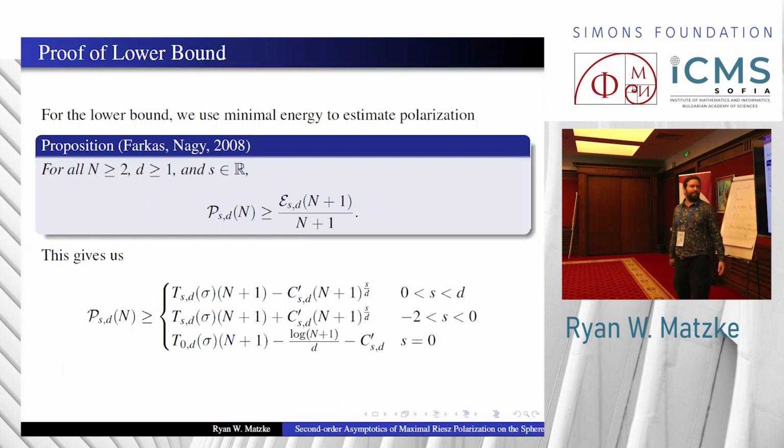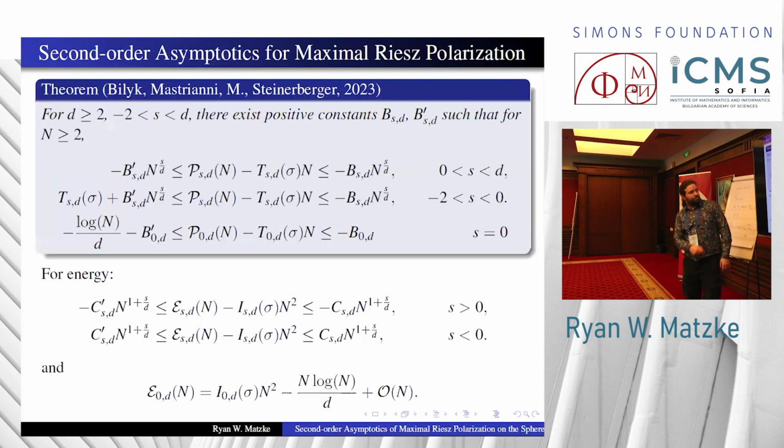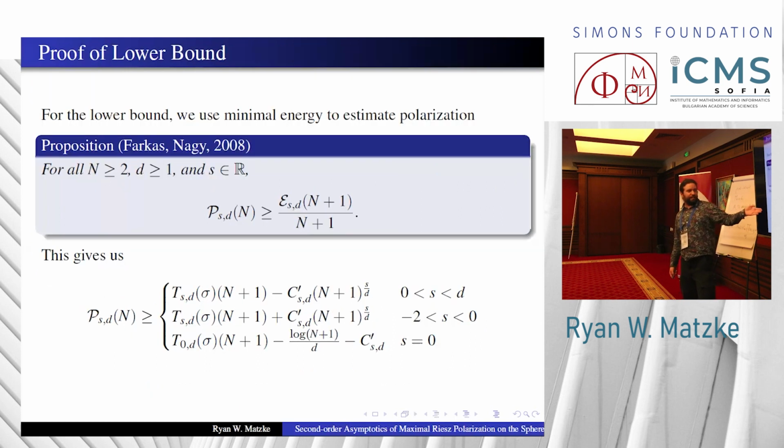The idea of where this n plus 1 is coming from is that if you're doing polarization for n points, then you have n points plus one extra one that you're minimizing its position over the sphere. So this is why we're having n plus 1 on this lower bound. And so we can just take what we know about the bounds for the second order asymptotics of the energy, and we immediately get a lower bound on the maximal polarization.